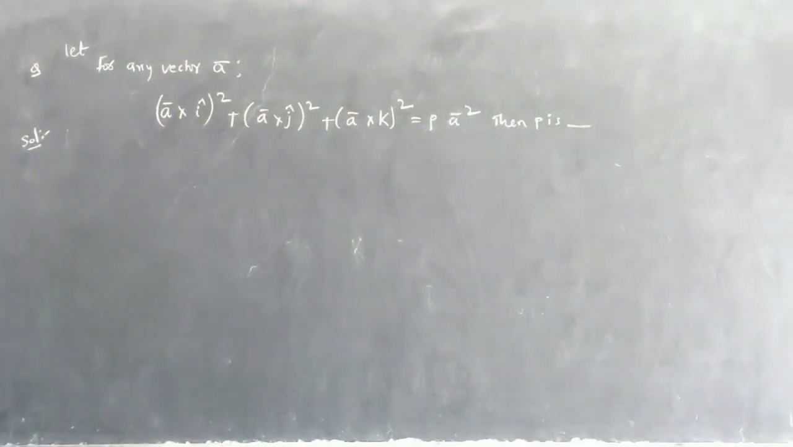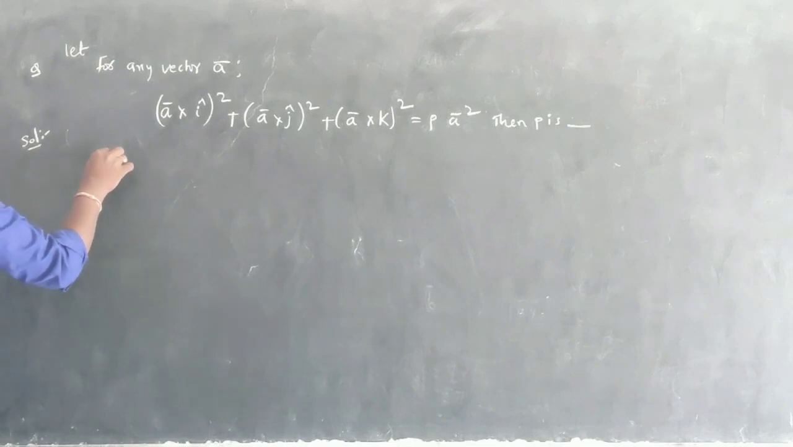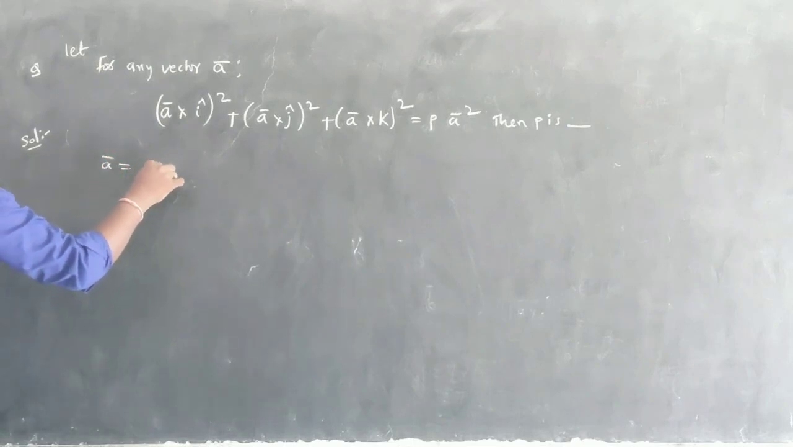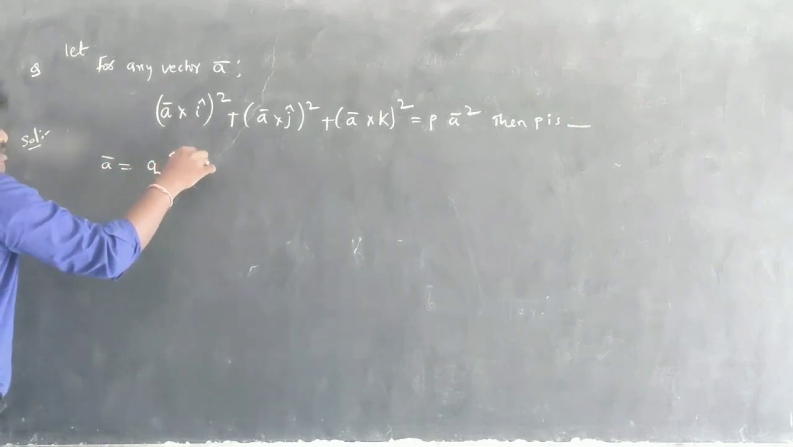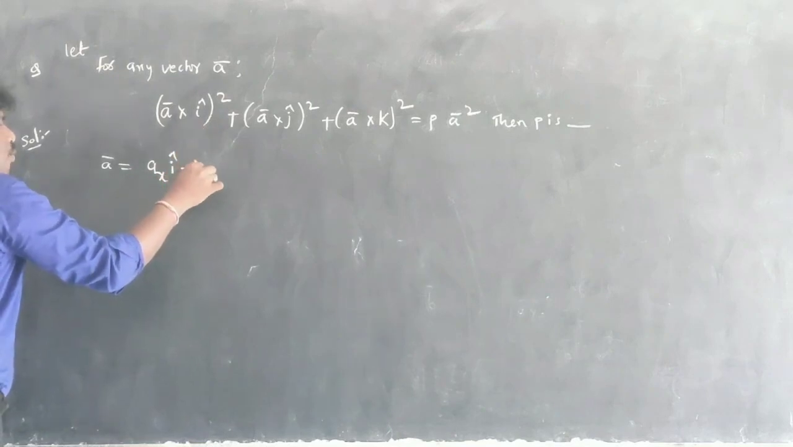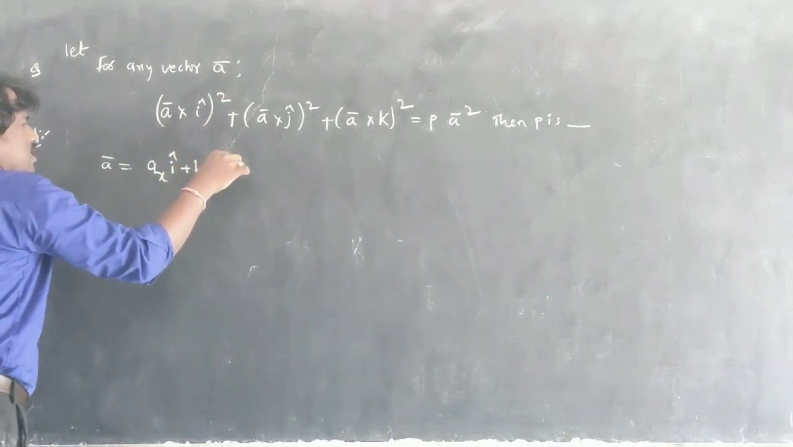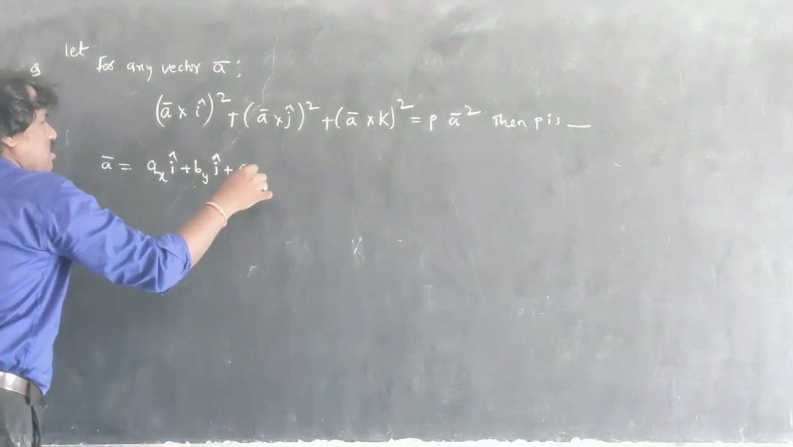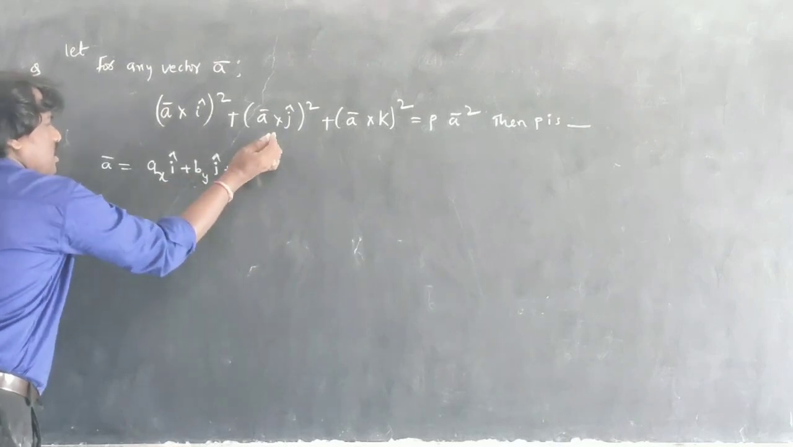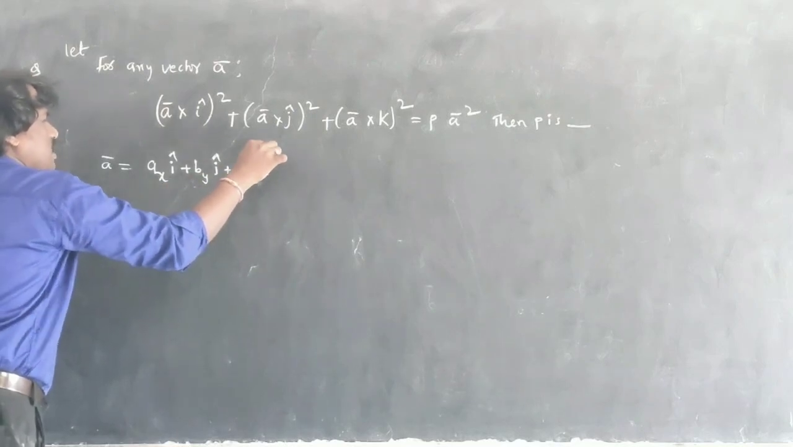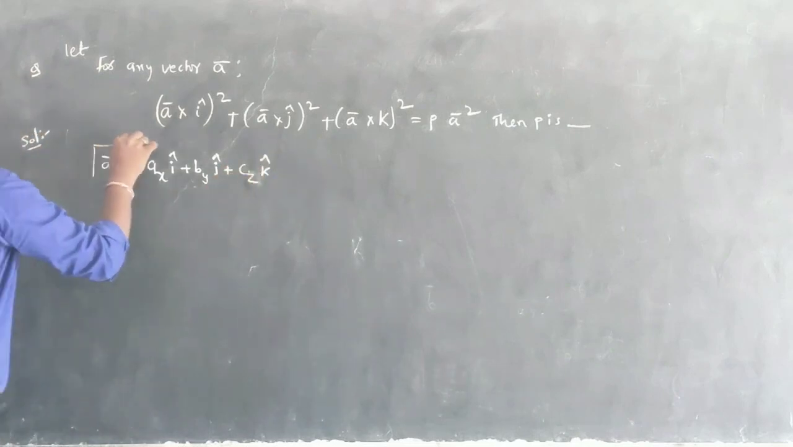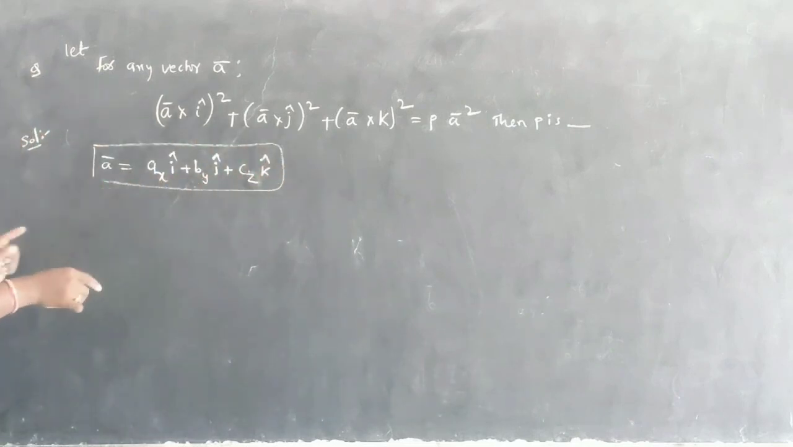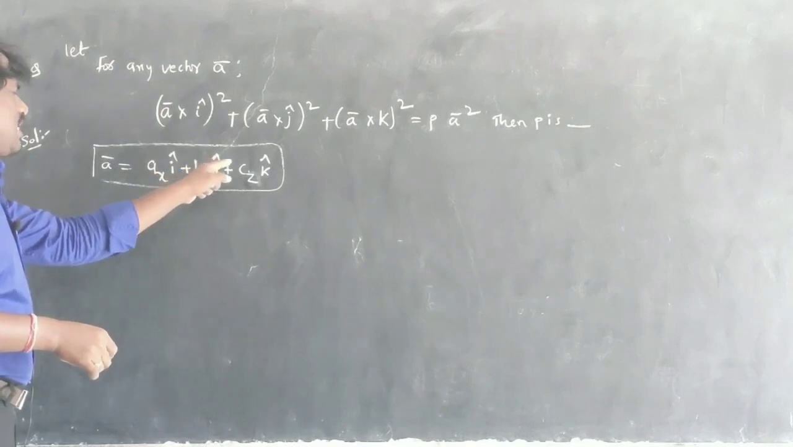Listen here. We don't know the A vector. Let us consider the A vector as AX I cap plus BY J cap plus CZ K cap. Let us consider a vector A, anything, and you can take A1 also: A1 I cap plus B1 J cap plus C1 K cap.